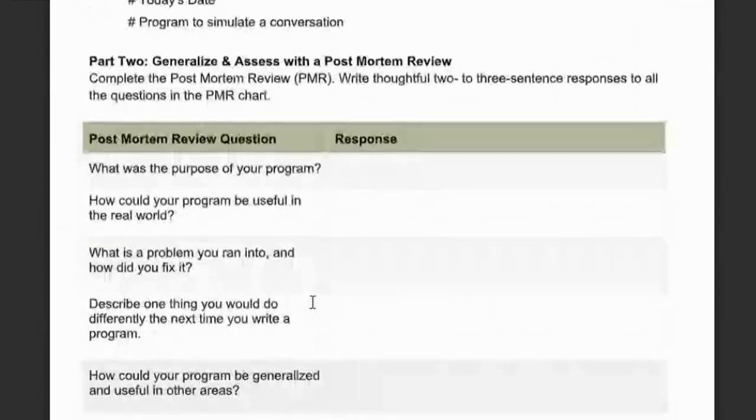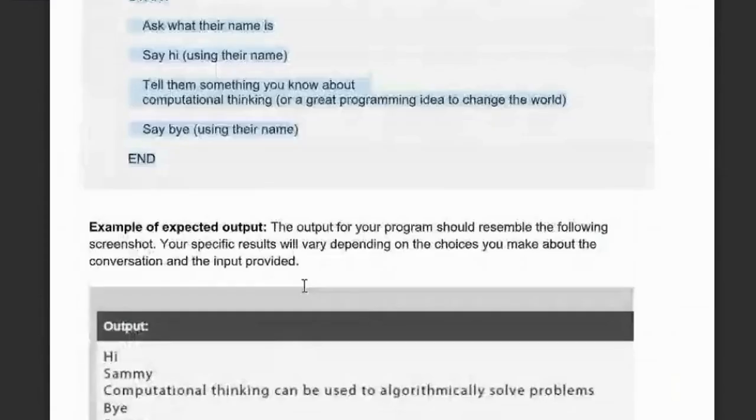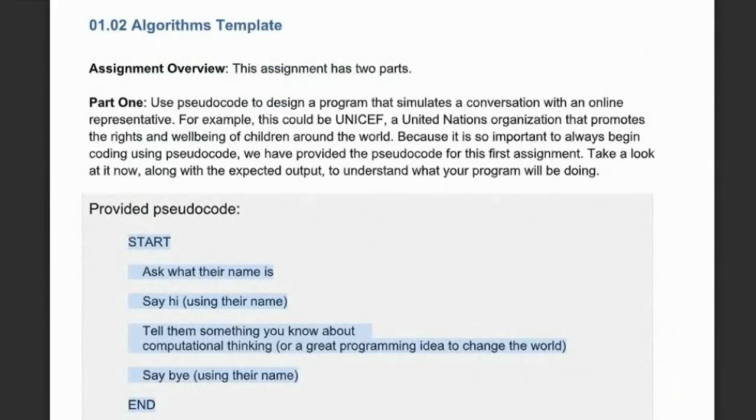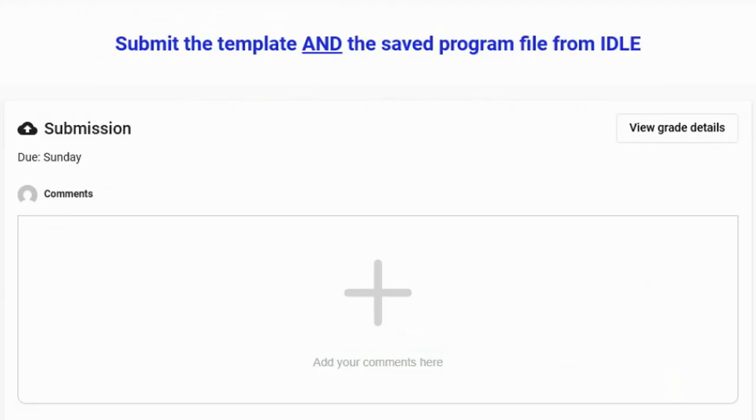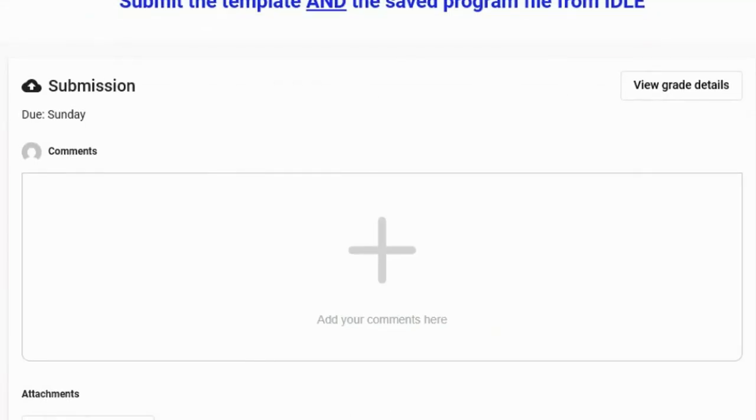So this will make a copy when you click on this algorithm template. It should make a copy for you. And then you can just submit both the files. You can submit the program file and the template file right here. So that's it. Our first program.